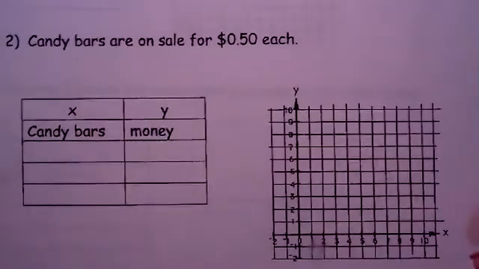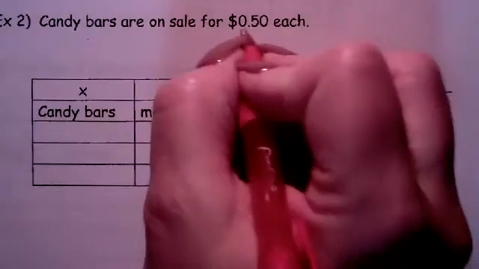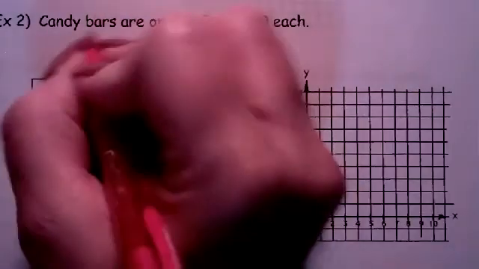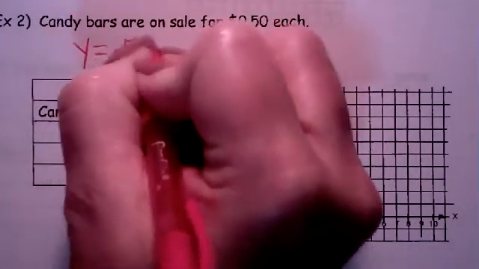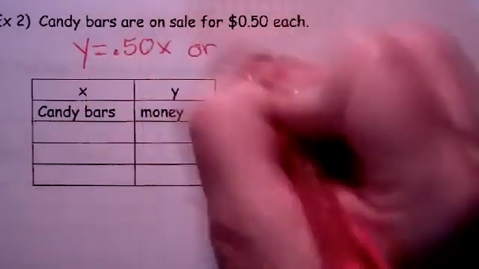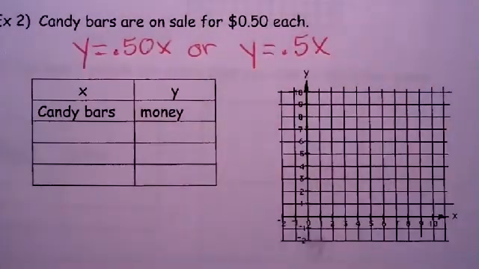Okay, so right here, I picked this example because it has a decimal. Okay, so I'm telling you that candy bars are on sale for 50 cents each. Okay, now let's think about this. We know that we're going to multiply by 50 cents, right? So my equation is going to be y equals 0.50x, or sometimes we might just say y equals 0.5x because that 0 is not necessarily needed, okay?